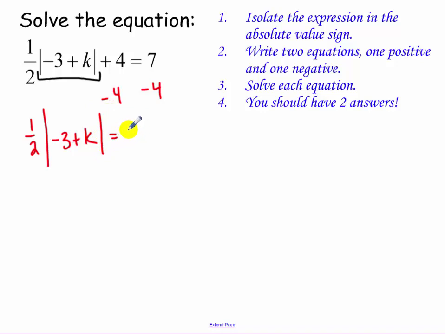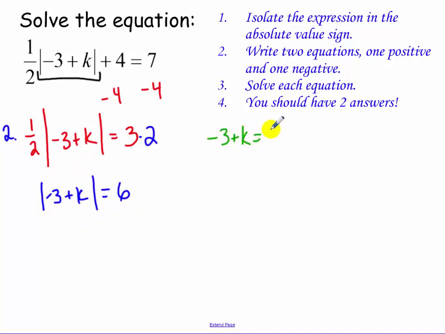equals 3. Now when we multiply by 2, we're going to have |-3 + k| is going to be equal to 6. So I've isolated the absolute value sign. My next step, write two equations, one positive, one negative. Because this number's distance from 0, or this thing inside here, -3 plus k, can be equal to +6, or -3 plus k can be equal to a -6.